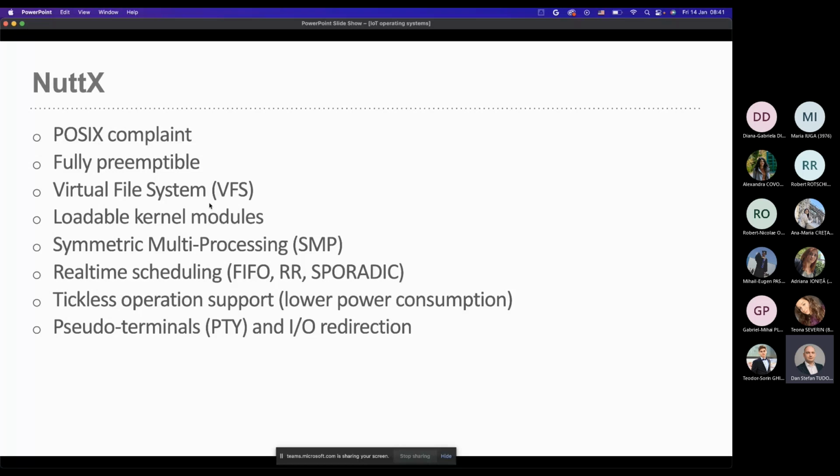Again, file system support, very important. You can have a variety of file systems that can be added to it. Loadable kernel modules, just like the modules that can be loaded in Linux and Unix. Support for multiprocessing, scheduling, tickless operation, and terminals that can be employed to build applications.